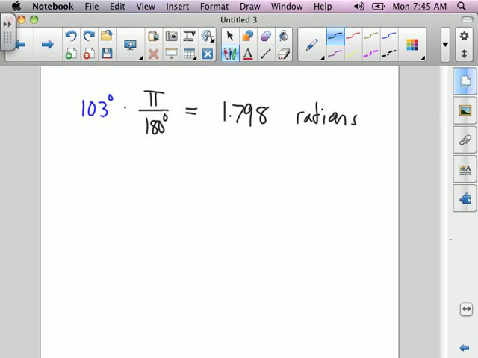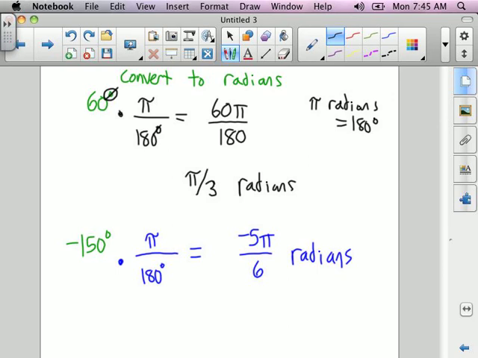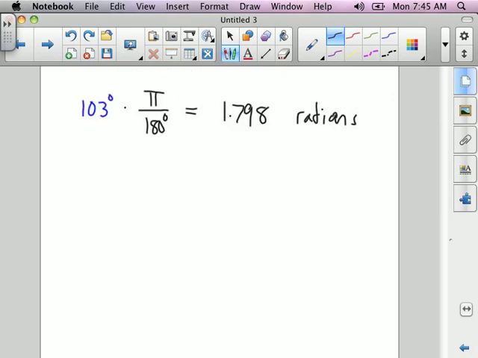So to recap that again, if you have a nice answer where it's like, oh, on the last example, we had 60 degrees, that reduced really nicely to just 1/3 when you did that. You should leave the pi in the problem and you should just make the nice fraction. If it's an ugly answer, you can just multiply the pi into the problem and you get a decimal answer. But that is how you convert from degrees to radians.